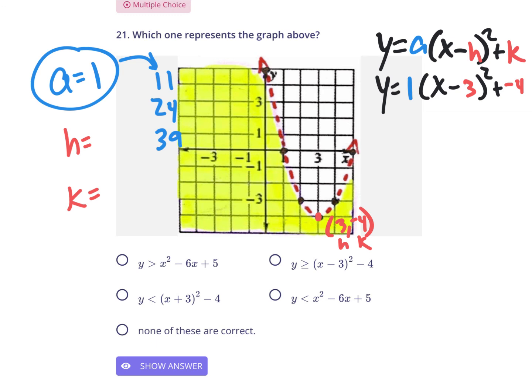Let's just clean this up a bit. What do I mean by clean it up? Well, it's not necessary to have a 1 out there. Let's just put parentheses x minus 3 squared. And then the plus -4, you don't really need a plus -4. You could just put a -4.